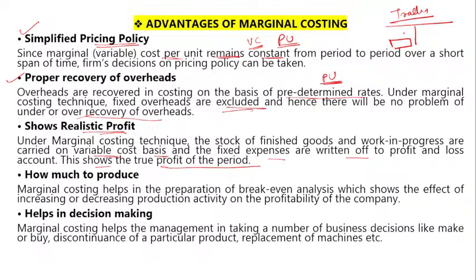So it will be easier to see how much is related to your production only, not your godown rent, because these are indirect expenses, indirect overhead. What is directly related to the manufacturing area is calculated, and on that basis we see how much profit the company gets. Now, how much to produce: due to marginal costing the company knows how much to produce. The marginal costing also helps in preparing the break-even analysis.